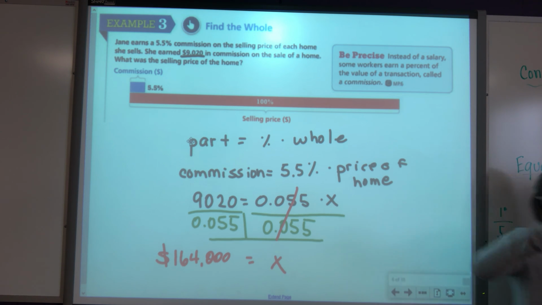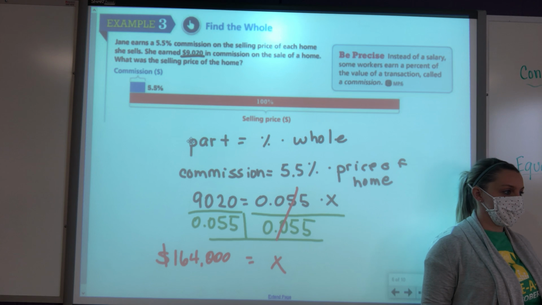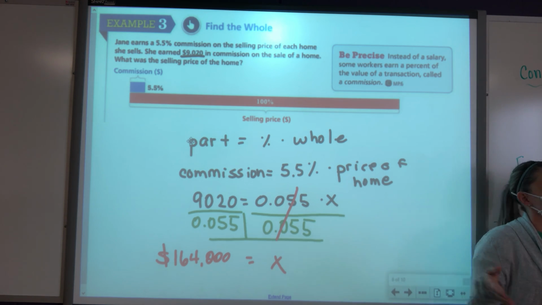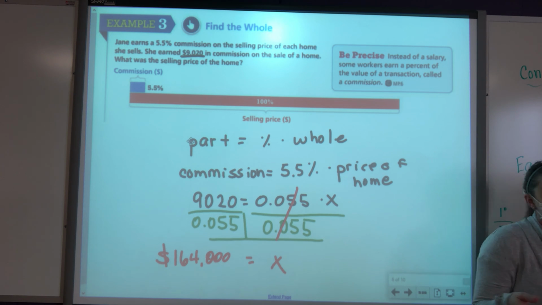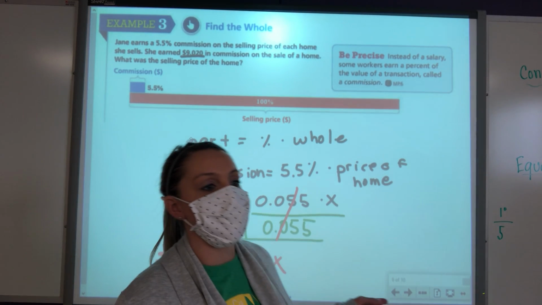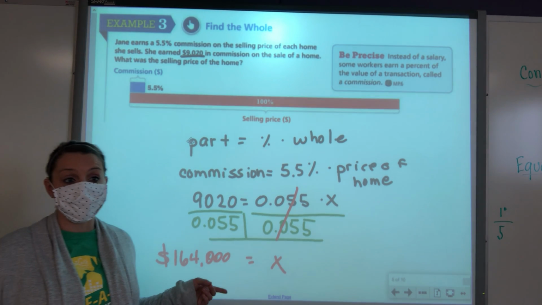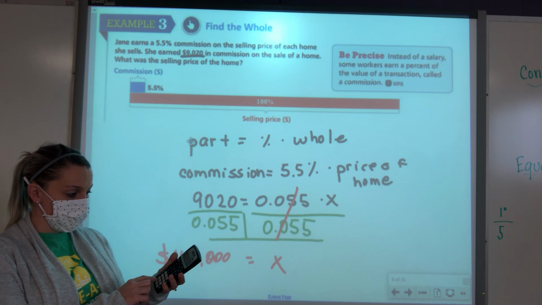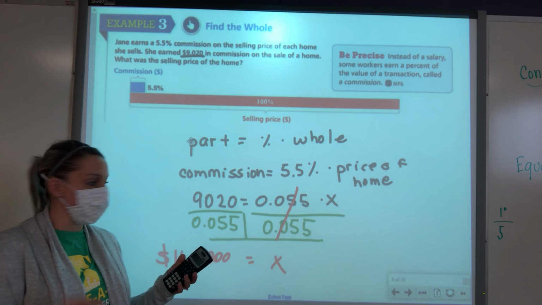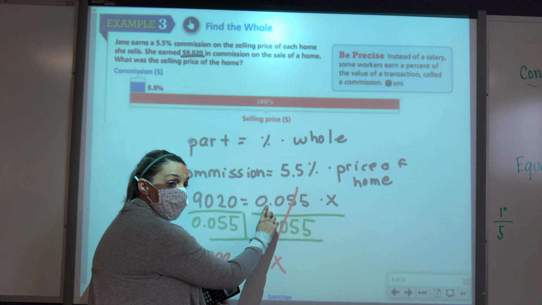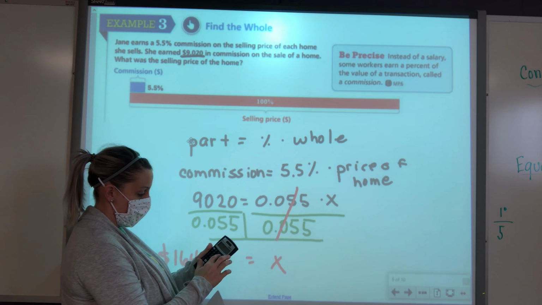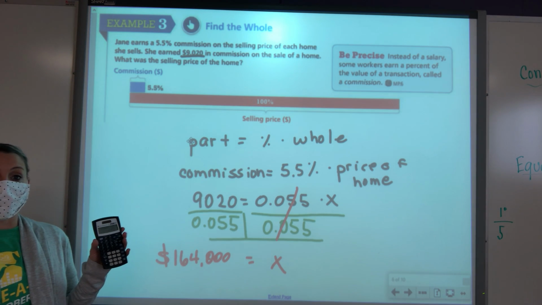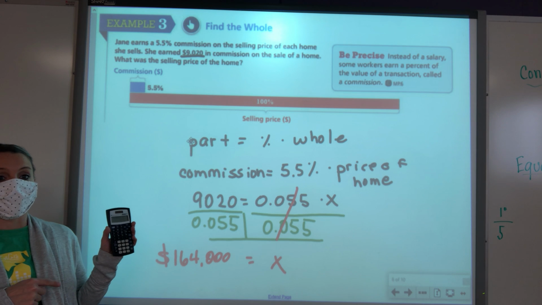So the next house she sells, she earns the same commission percent, but the house could be a different price. So if the next house she sells is $225,000, she would take 225,000 and multiply that by her commission percent. For a $225,000 house, she'd earn $12,375.